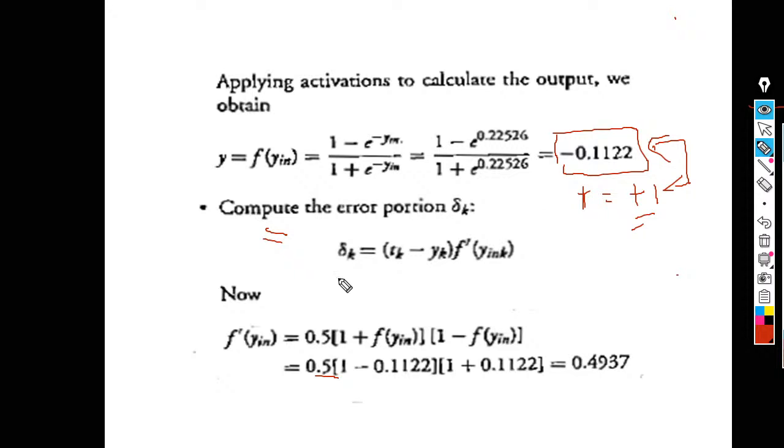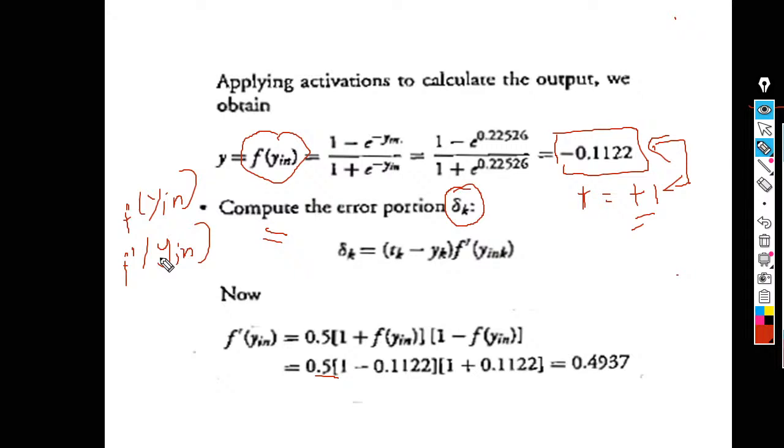So how to calculate the error? I told you the error is represented by delta. Calculating that error is much easier by just looking at the diagram, so I'll explain that, but before that, we require the f dash of this particular value. Here we got f of y in. Now we want f dash of y in.